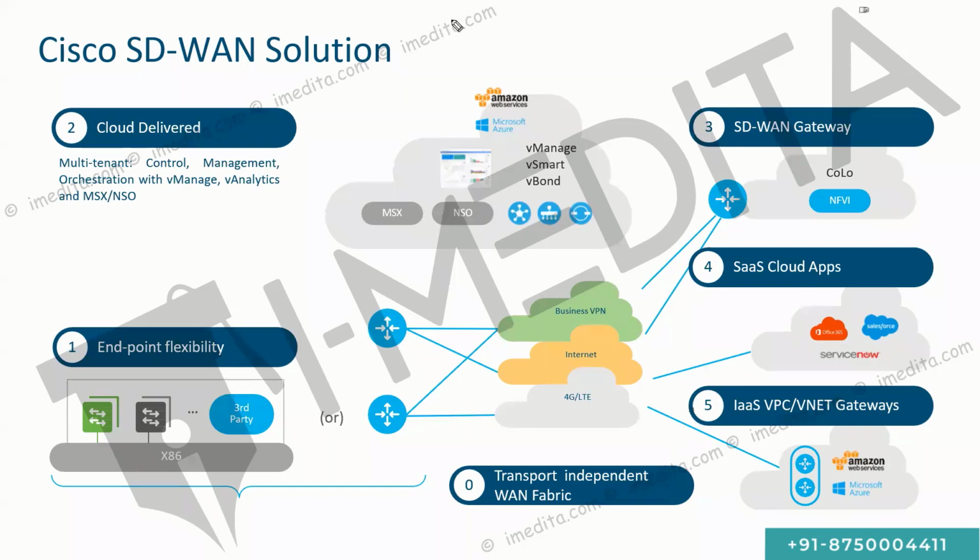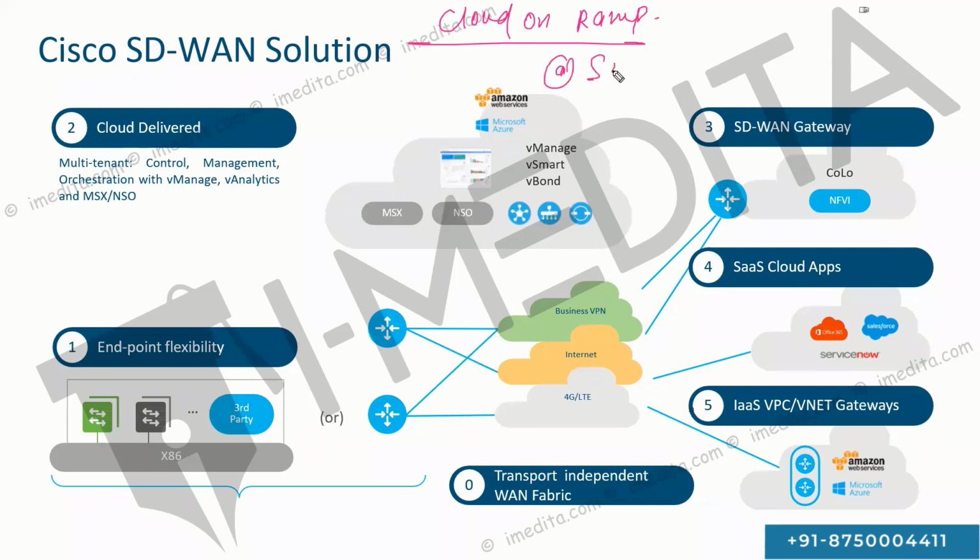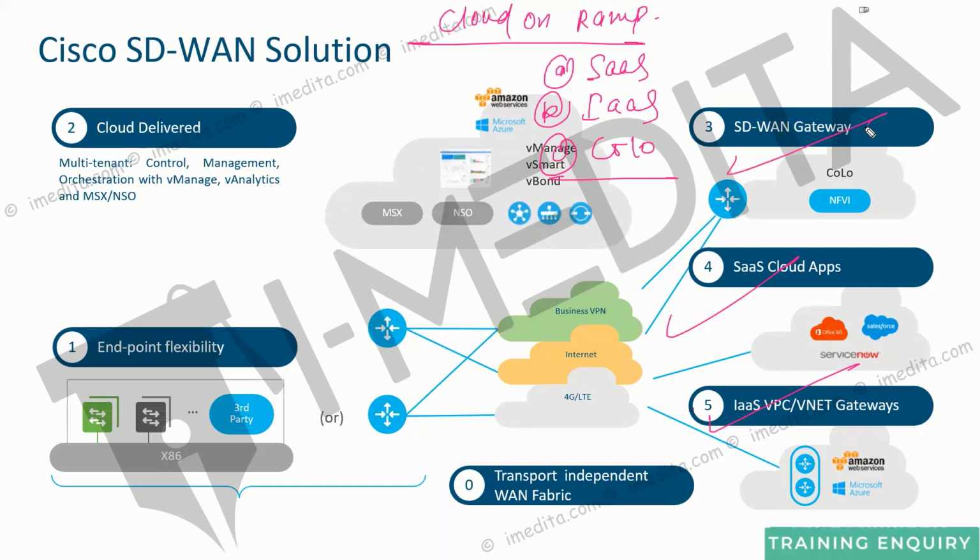So cloud on-ramp is a feature. Cloud on-ramp for software as a service, cloud on-ramp for infrastructure as a service, and cloud on-ramp for co-location, colo. Cloud on-ramp for software as a service allows us to improve the user experience for cloud delivered applications such as Office 365, Salesforce, and the other.